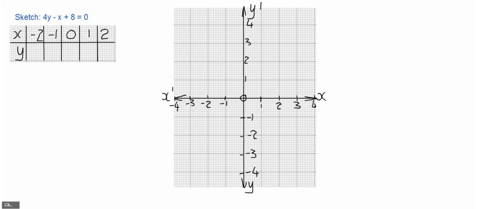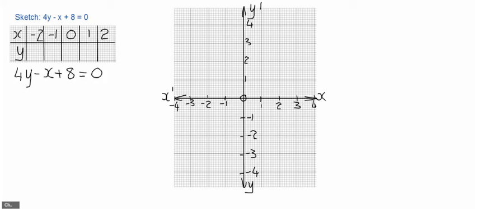Question, sketch 4y minus x plus 8 equal to 0. And to do this, we're going to use the table method. So first of all, let's take the equation 4y minus x plus 8 equal to 0, and let's take it to standard form.